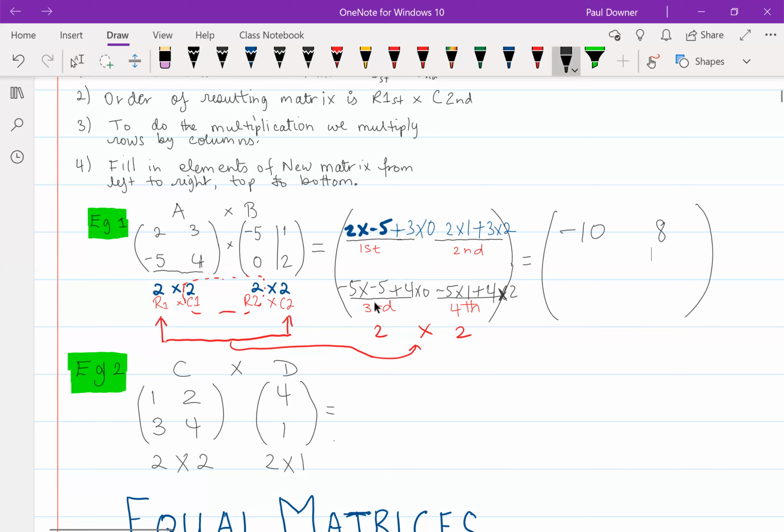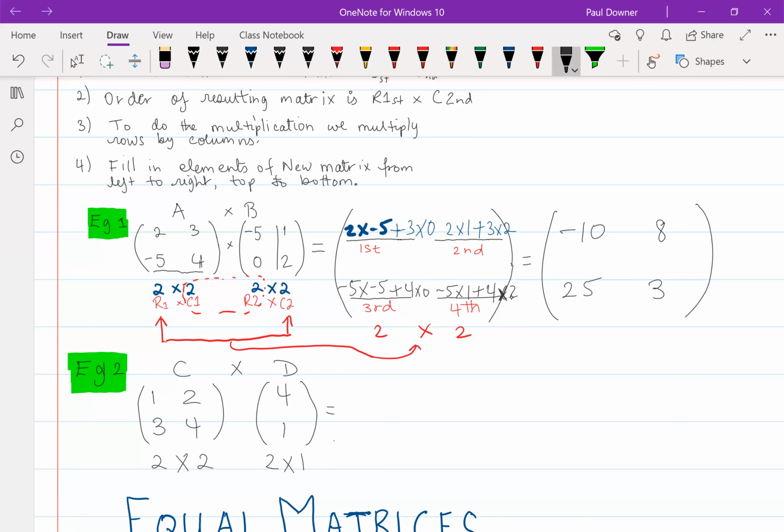Let's go to the next one, which is this here. Minus 5 by minus 5 is plus 25. And 4 by 0 is 0. So we're going to have 25 from here, 0 from here. 25 plus 0 is 25. And then finally, minus 5 by 1 is minus 5, and 4 by 2 is 8. So it's minus 5 plus 8, and minus 5 plus 8 is going to give us 3.